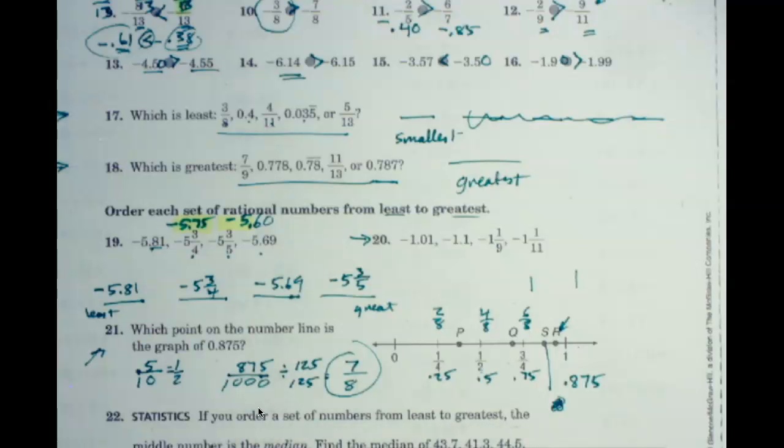If you order a set of numbers from least to greatest, the middle number is the median. Find the median of these. So this is simple. Just put these in order. You got 1, 2, 3, 4, 5. And least to greatest, so write least over here, write greatest over here. These are all positives.